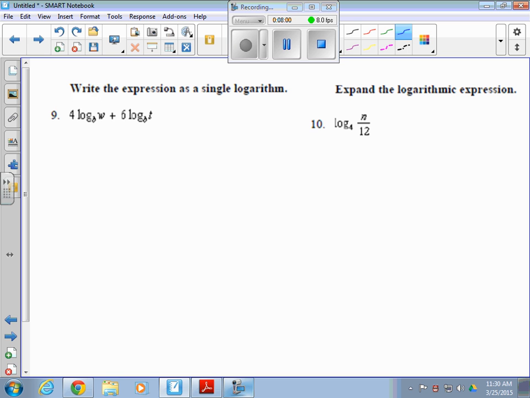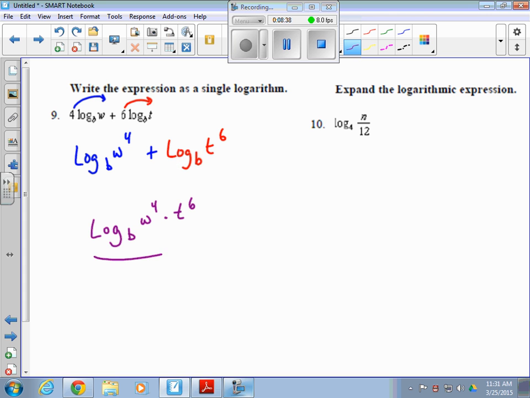Number 9, write this expression as a simple logarithm. Remember, the first thing you do is move the coefficient to an exponent's position. So log base b of w is now raised to the 4th power, plus this one, move it to the exponent position, log base b of t to the 6th power. Both of them say log base b, and they're adding, so we can combine both of those to log base b of w to the 4th times t to the 6th. And this is written as a single logarithm.